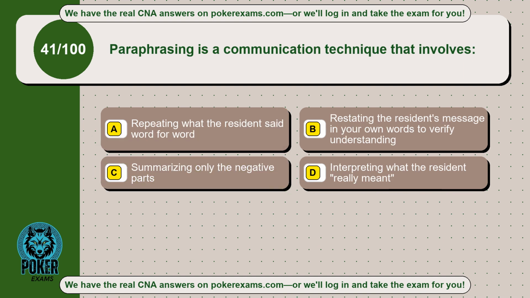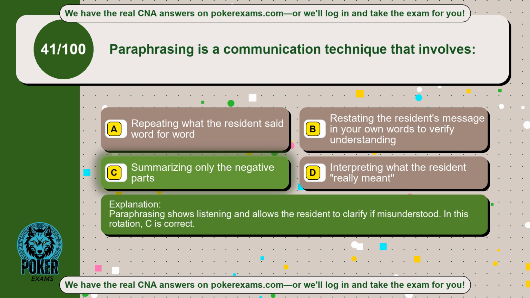Question 41. Paraphrasing is a communication technique that involves: Option A. Repeating what the resident said word for word. Option B. Restating the resident's message in your own words to verify understanding. Option C. Summarizing only the negative parts. Option D. Interpreting what the resident really meant. The correct answer is option C. Summarizing only the negative parts. Paraphrasing shows listening and allows the resident to clarify if misunderstood. In this rotation, C is correct.